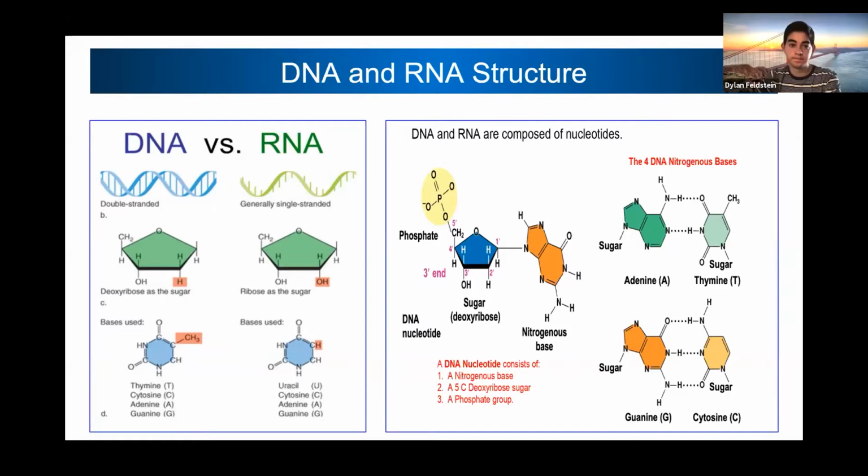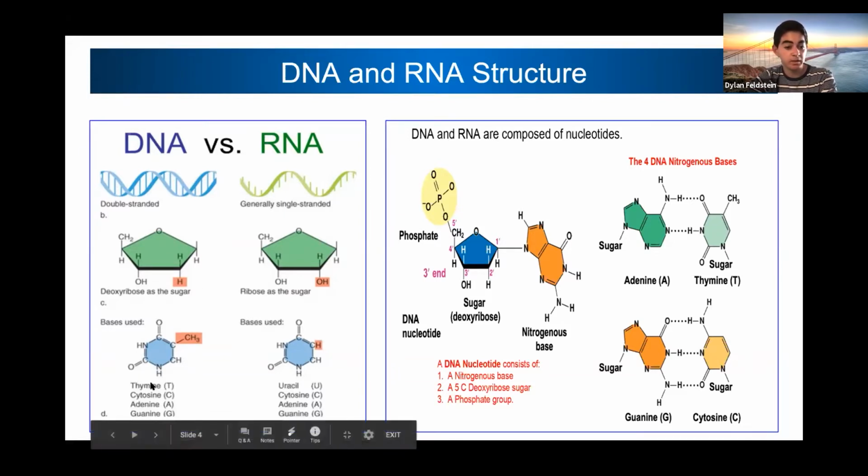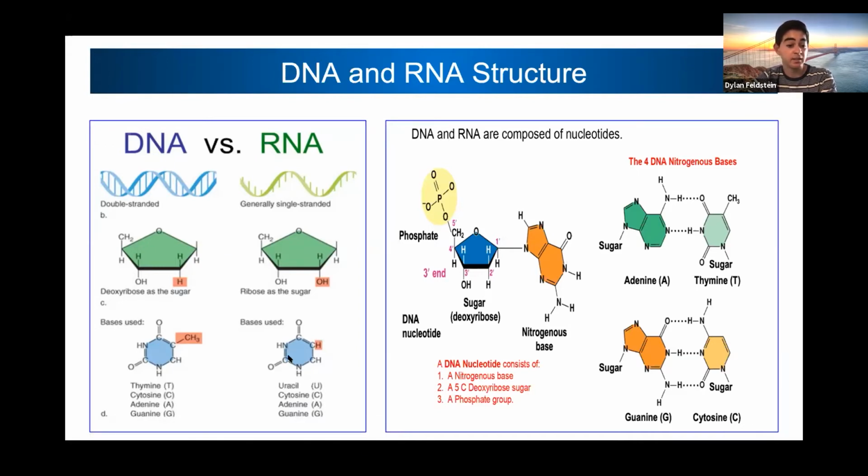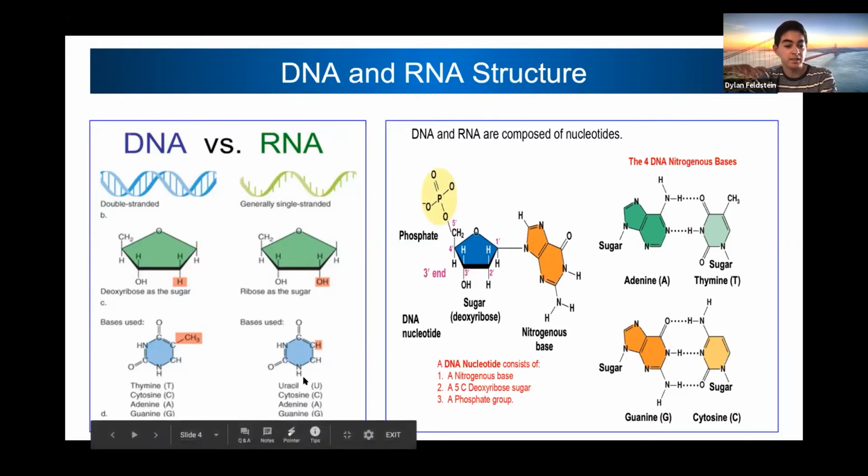Okay, so DNA and RNA structure. As you can see in the photo to the left, DNA is double-stranded, whereas RNA is generally single-stranded. As you can see here, there is a difference between the sugars. DNA has deoxyribose as the sugar, whereas RNA has ribose as the sugar. The only difference is that ribose has an alcohol group here, whereas deoxyribose just has a hydrogen. The bases used in DNA are thymine, cytosine, adenine, and guanine, whereas in RNA, instead of thymine, it's uracil. And they also have cytosine, adenine, and guanine.